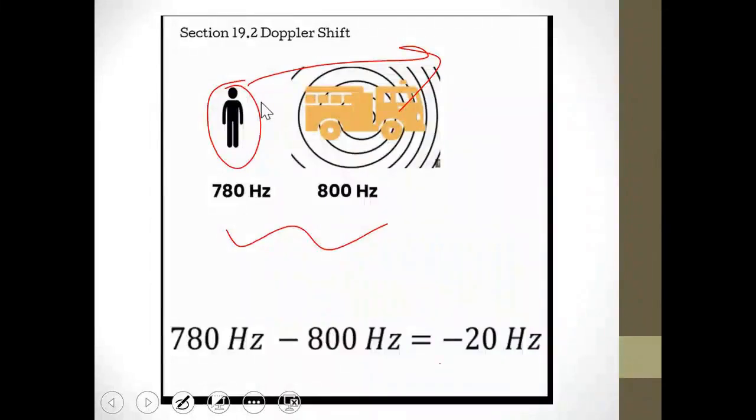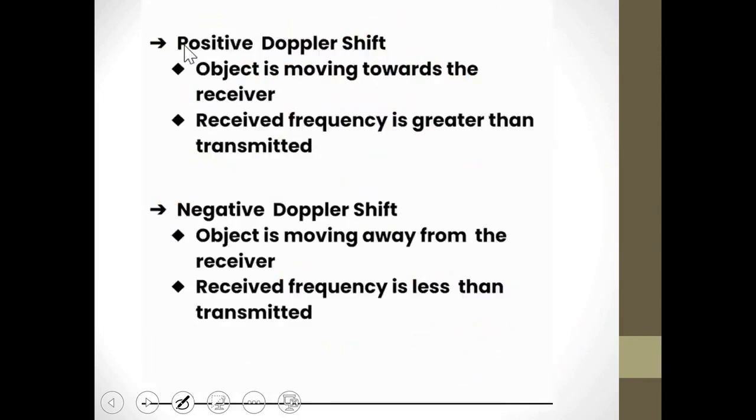You have a negative 20 hertz in frequency, and this is a negative Doppler shift. So if the object is moving towards the receiver, the received frequency is greater than the transmitted frequency. If the object is moving away from the receiver, the received frequency is less than the transmitted frequency.